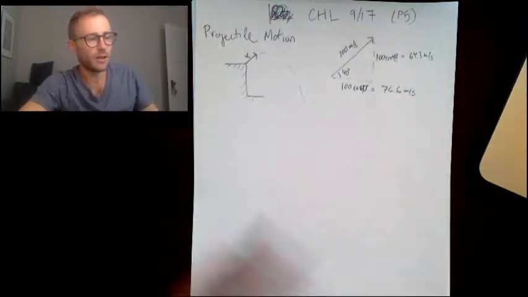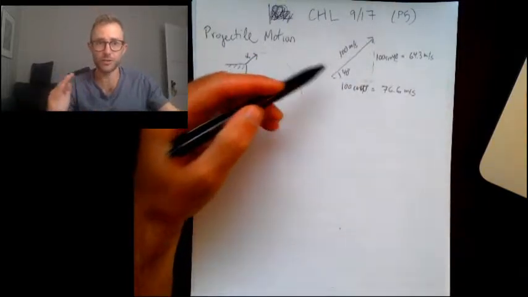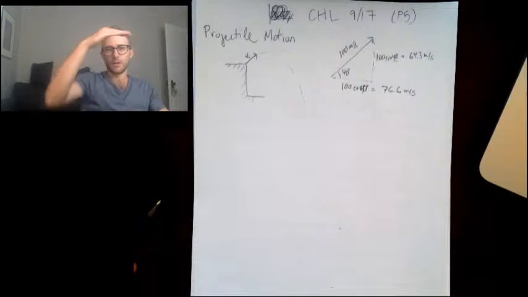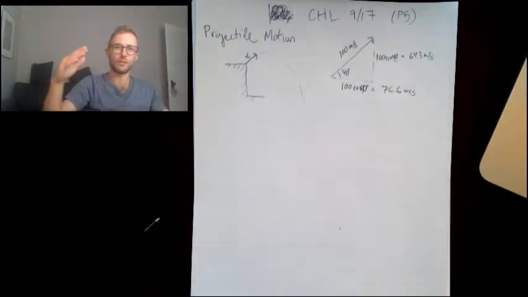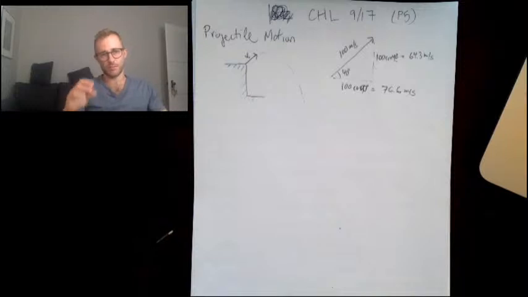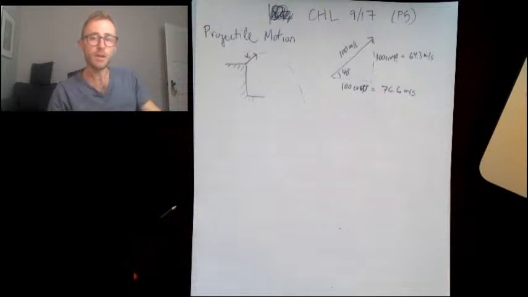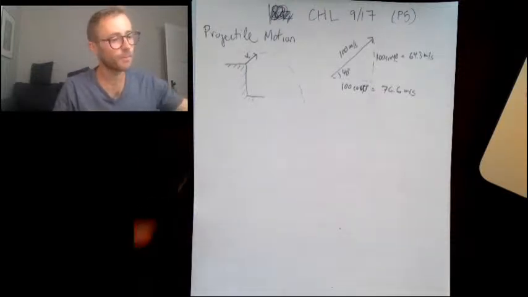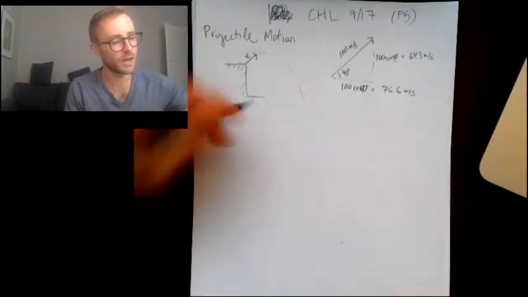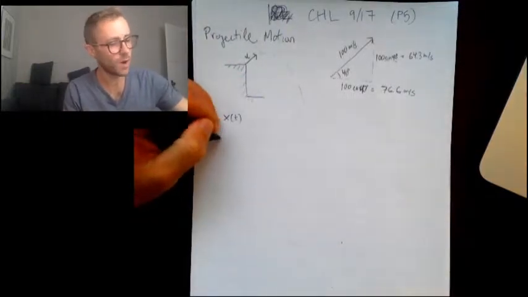Now, this is the initial velocity vector. As the projectile moves, gravity is curving that trajectory, so the velocity vector does not remain constant. That's an important point. This is the initial velocity vector. We're going to have basically two equations to describe the motion: an x of t and a y of t.